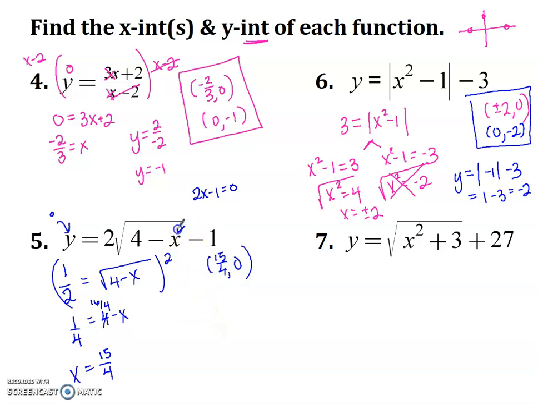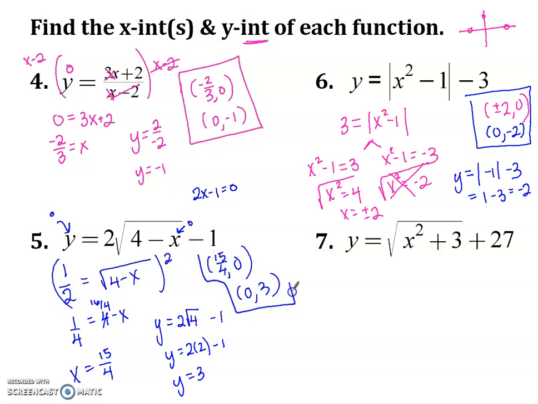Then to get my y-intercept, I'm going to plug in 0 for x. So that'll be y equals 2 times the square root of 4 minus 1. So again, this means the positive square root. So the positive square root of 4 is 2. So that's going to be y equals 2 times 2, which is 4, minus 1. So our y-intercept is going to be 3. So these are my 2 intercepts for this square root function.